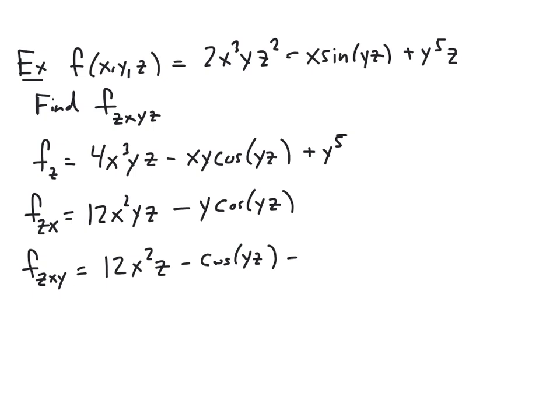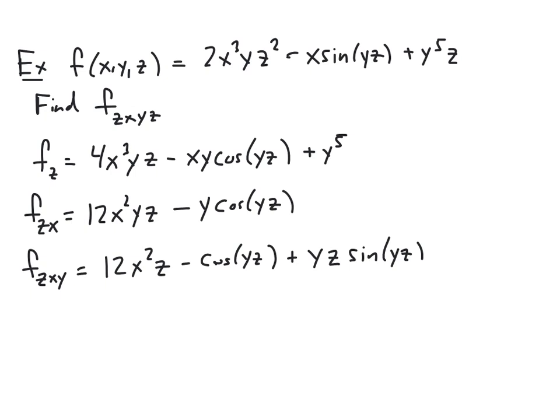And then I'm going to go ahead and distribute that negative across the product rule. And so we're going to have y times the derivative of cosine yz. And that derivative is z times negative sine of yz. And so that negative there makes this term a positive. And so I get 12x squared z minus cosine yz plus yz sine yz.